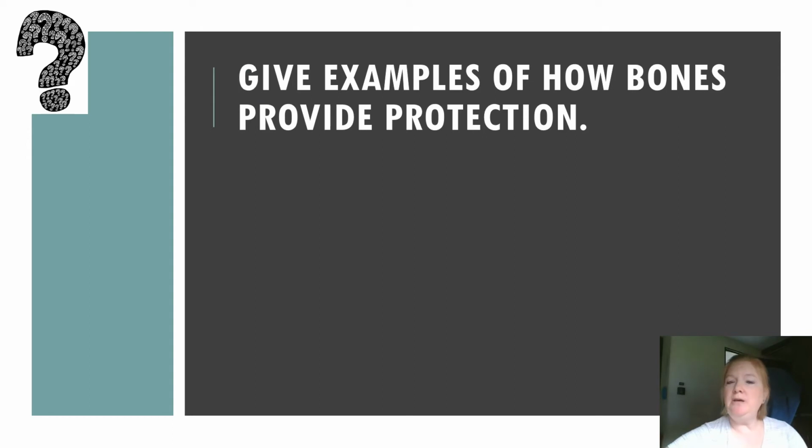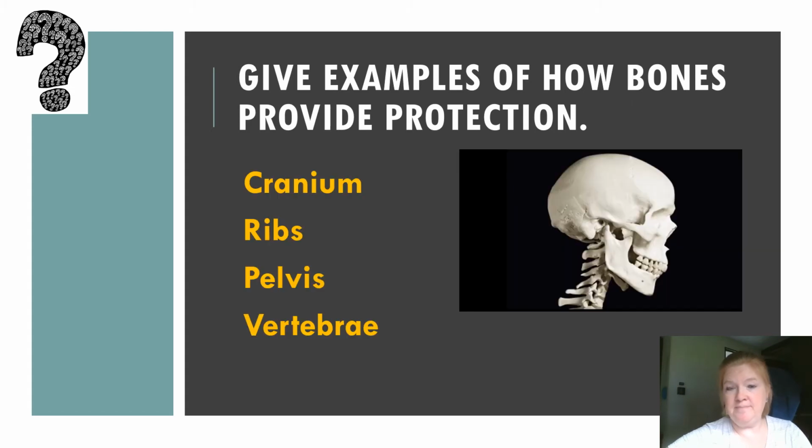Okay, so give examples of how bones provide protection. We talked about this. Do you remember? The cranium, right, protects your brain. The ribs protect your heart and lungs. Pelvis protects part of your digestive organs and your reproductive organs. And the vertebrae protect your spinal cord.